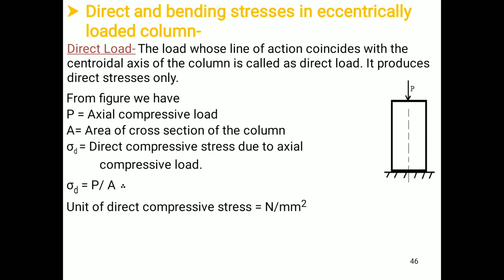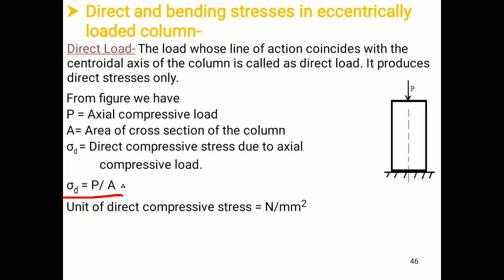Therefore from the figure we have P equal to the axial compressive load that we have already discussed. A is the area of cross section of the column. That cross section may be a rectangular section, a square section or a circular cross section, and depending upon that we are going to consider the area. Once you know the value of force and area, we can easily find the value of direct compressive stress due to the axial load.